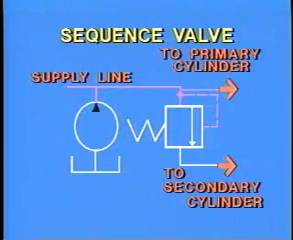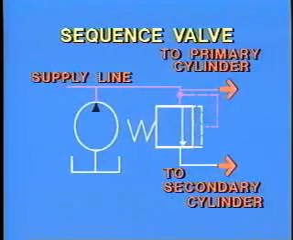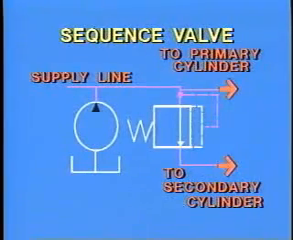The sequence valve is also connected to the supply line, and it also feels the increase in pressure. As pressure increases, the square and directional flow arrow moves over, connecting the inlet and outlet ports, allowing fluid to flow to the secondary cylinder.